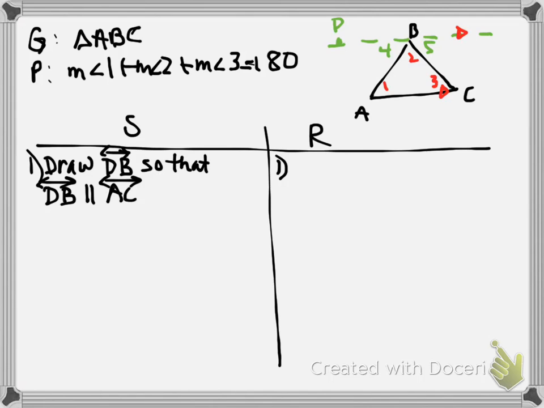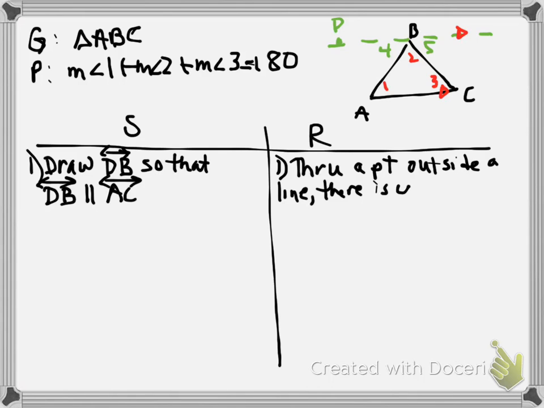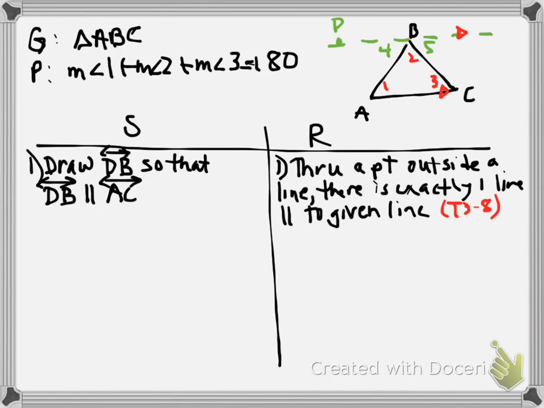Through a point outside a line, there is exactly one line parallel. Exactly. Through a point, and here I'm showing you how I abbreviate, through a point outside a line, there is exactly one line parallel to the given line. So that's theorem 3-8. We haven't had to use it before, but now it was vitally important. The only way I can use an auxiliary line is I must give a reason why I can use it.